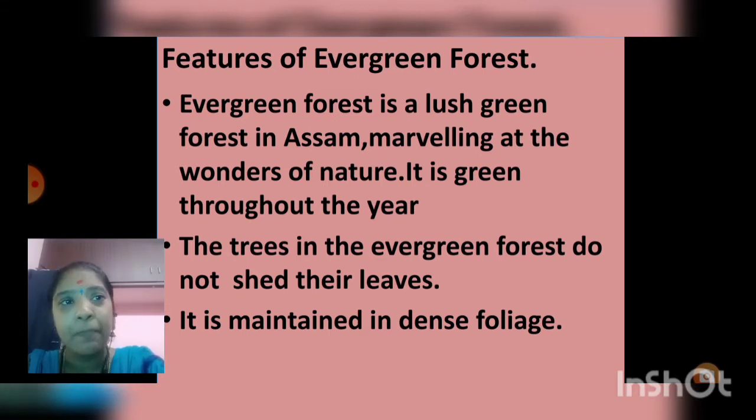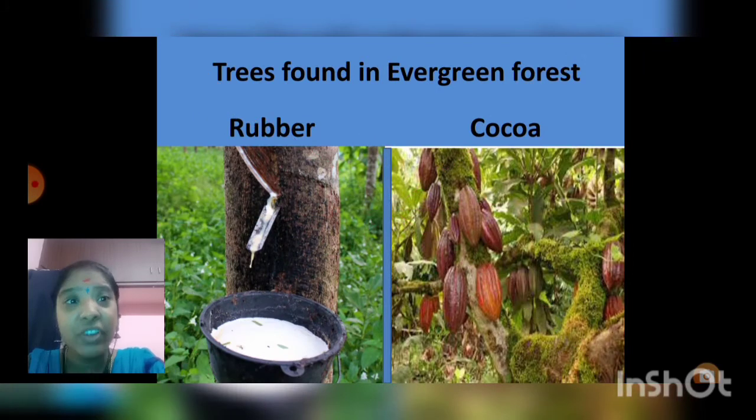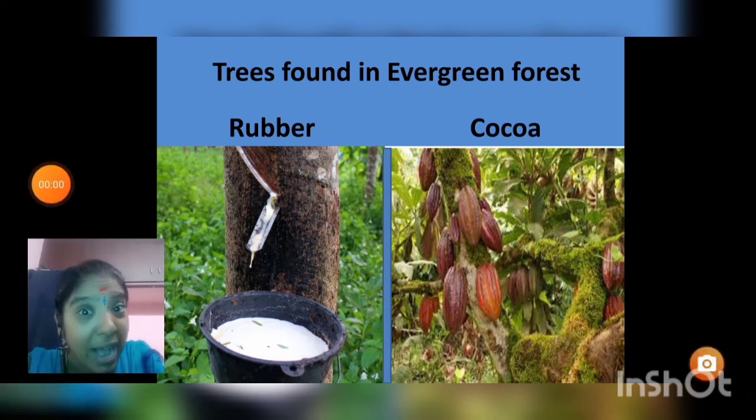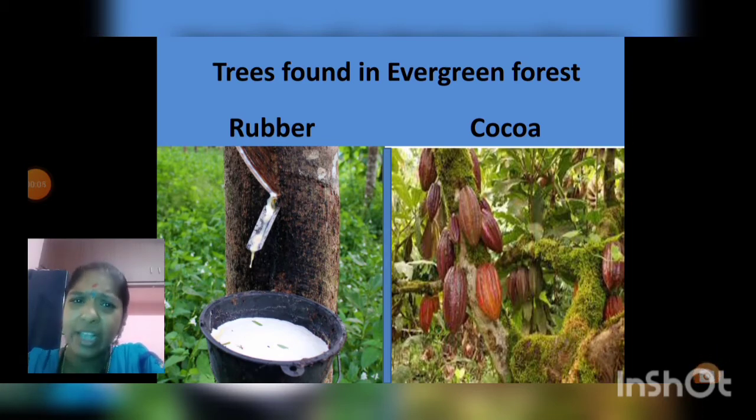Now let's look into the trees found in the evergreen forest. We all get rubber. From where can we get it? We get rubber from the rubber tree, and rubber trees are available in the evergreen forest. You can see the cocoa. From where can you get cocoa? You can get cocoa from cocoa trees, which are also found in the evergreen forest.